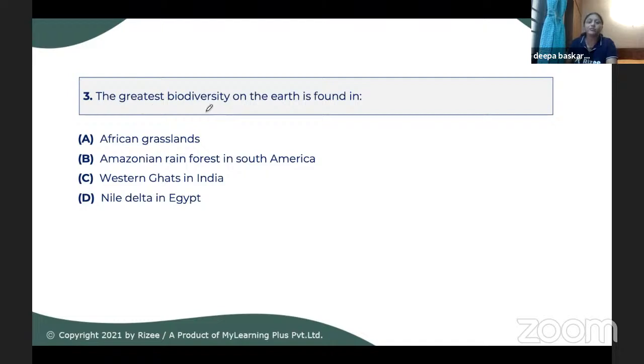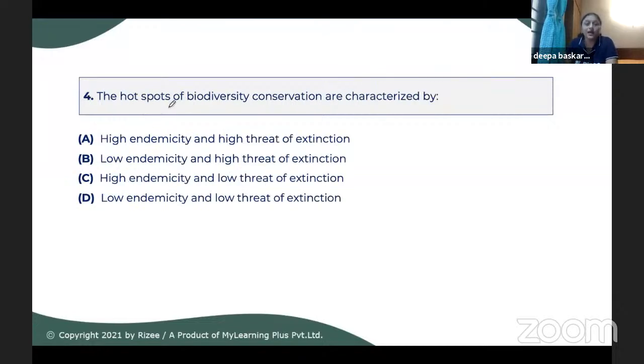Third question is, the greatest biodiversity on earth is found in. I already explained about this. The Amazonian rainforest in South America has the most biodiversity on earth. Next question is, the hotspots of biodiversity conservation are characterized by. Hotspots, what do you mean by hotspots? High species richness and high endemicity, and high threat of extinction. So both are high. They are highly endemic and also have a high threat of extinction.